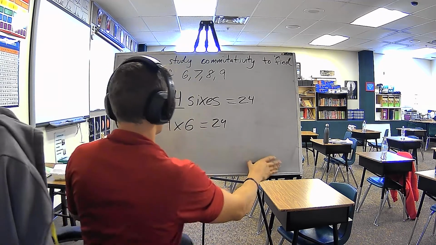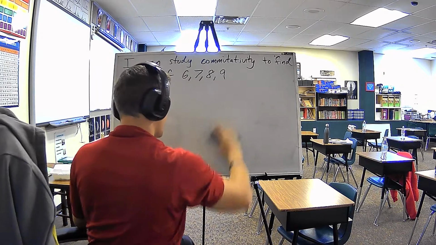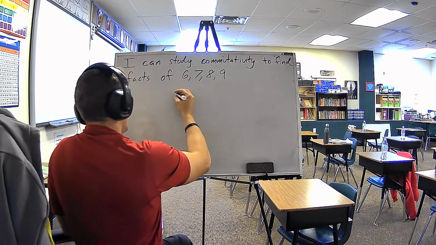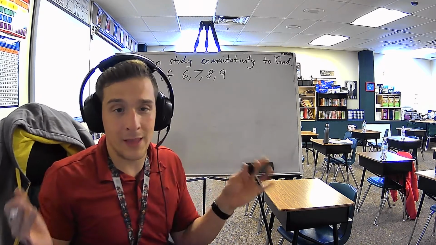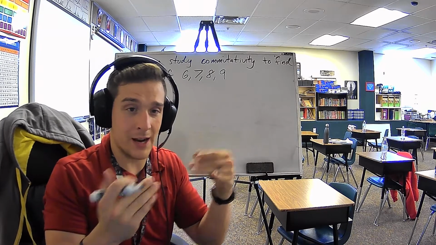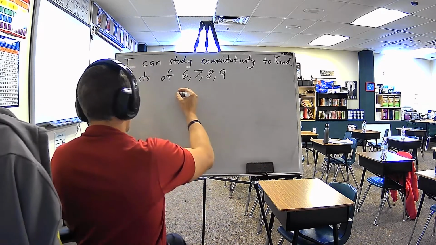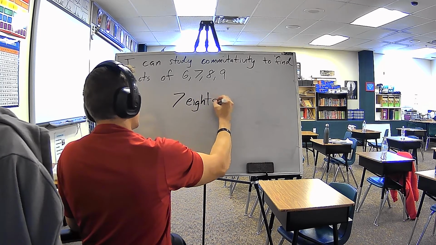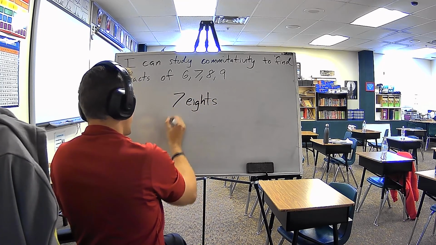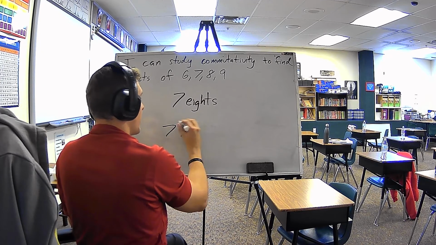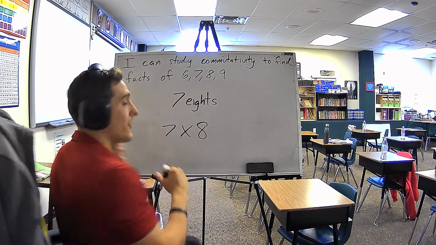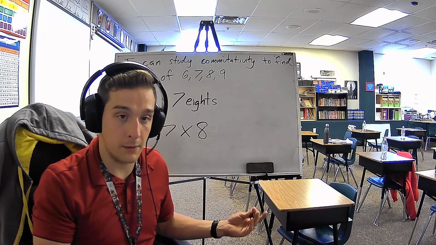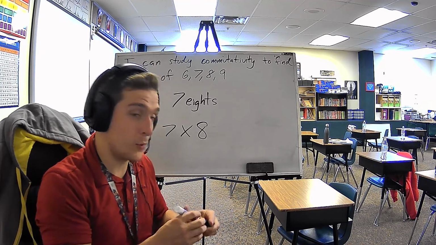So just as another example, I'll give you a couple more of those just as a reminder. If I have something really big that we don't need to necessarily solve, but we understand what it means and what it's asking. 7 eighths. 7 eighths means how many groups do I have? I have 7. 7 of what? I have 7 eighths. So 7 eighths means 7 times 8. So keep that in mind as we move forward with this next thing.